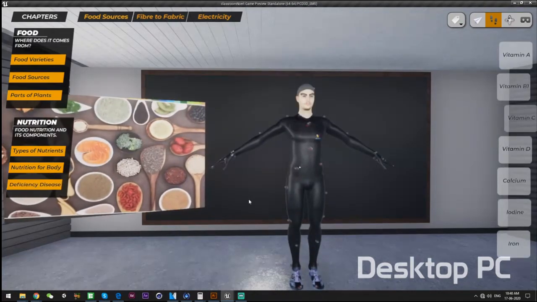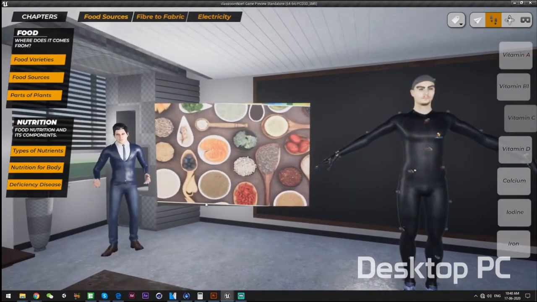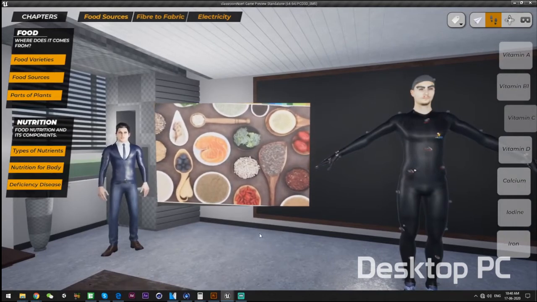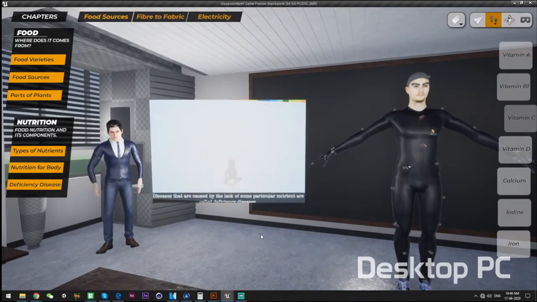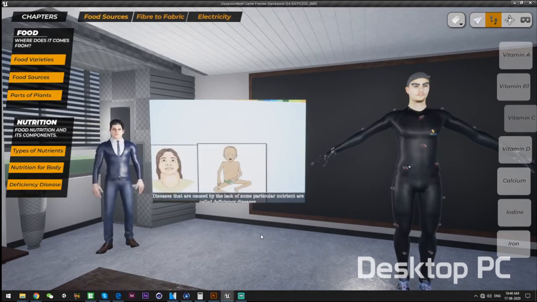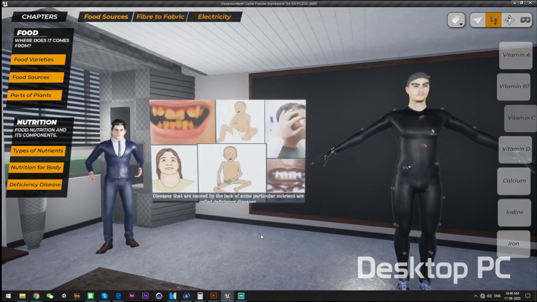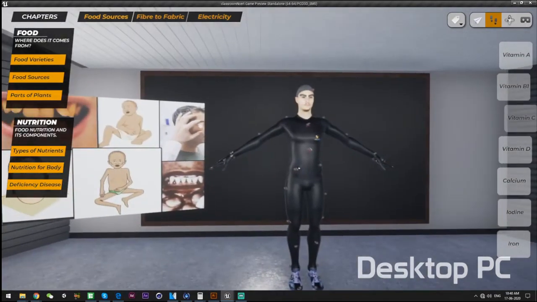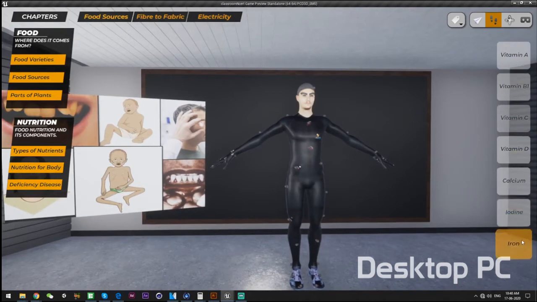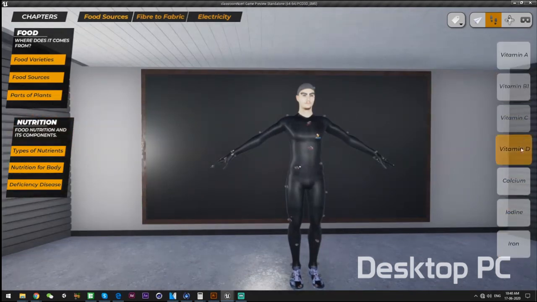A person may be getting enough food to eat, but sometimes the food may not contain a particular nutrient. If this continues over a long period of time, the person may suffer from its deficiency. Deficiency of one or more nutrients can cause diseases or disorders in our body. Diseases that occur due to lack of nutrients over a long period of time are called deficiency diseases. On the right-hand side of your screen, click on the button for which you want to learn about the deficiency disease.